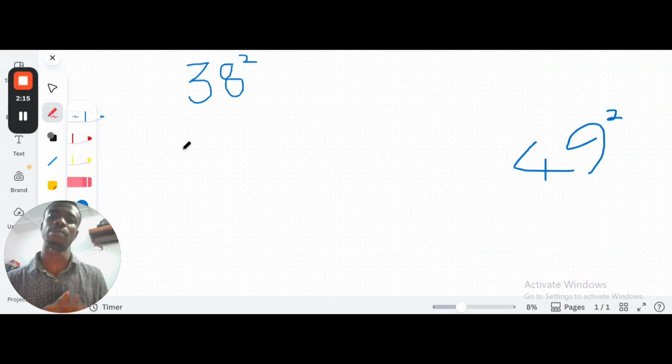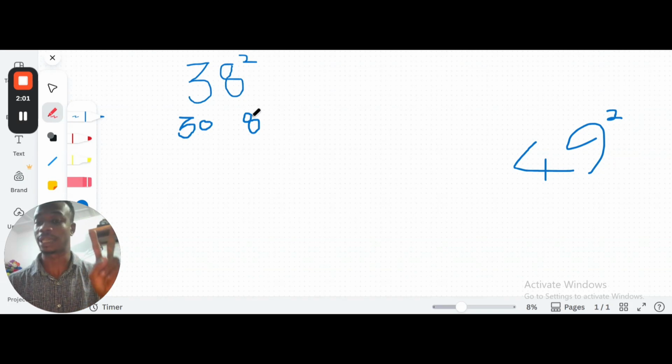Now let's do the same thing to 38. Step 1. Separate into its component parts. 30 and 8. That's the first thing you do. The next thing you do, find the square of each part. The square of 30 is 900. And the square of 8 is 64.